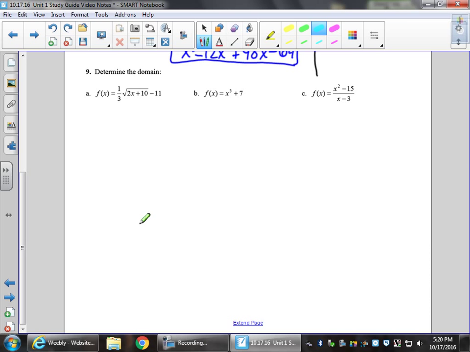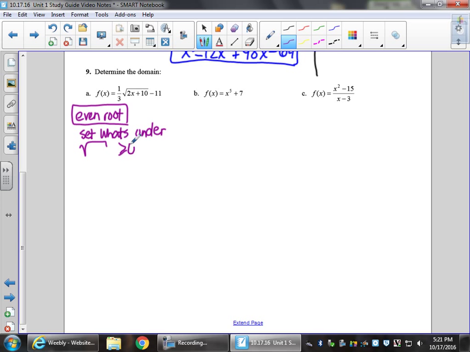Final section of the review. Blast from the past, domain restrictions. So, quick note, even roots: set what's under the root, whatever that may be, greater than or equal to 0, and solve.